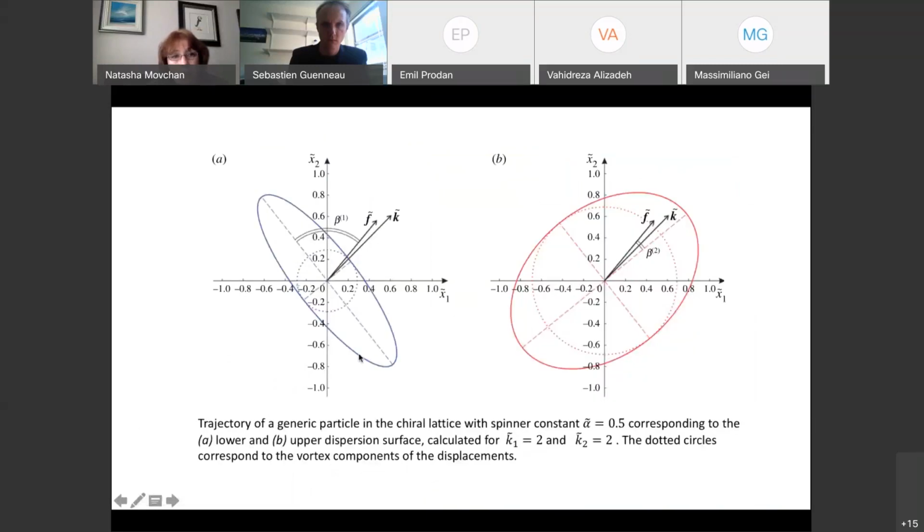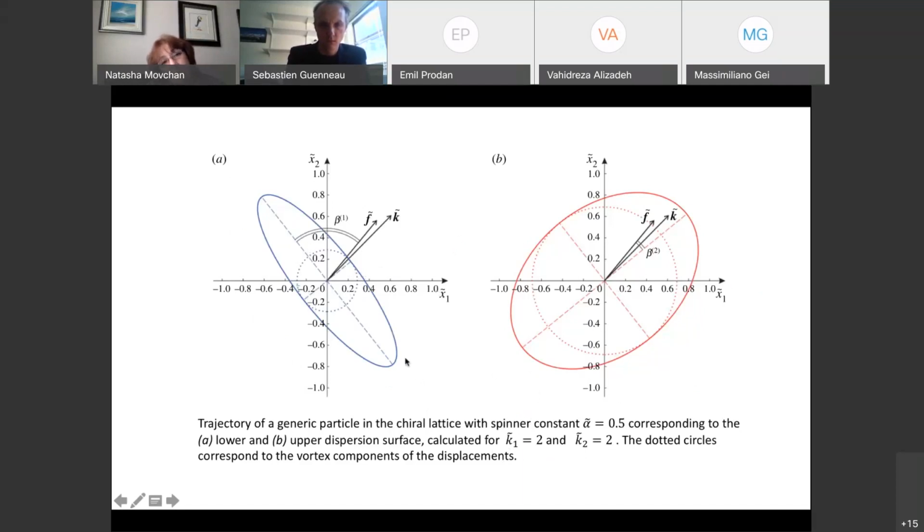Now, over here on these two figures, I have the generic trajectory, the trajectory of a generic particle, in the case when the spinor constant is taken half, just some value between 0 and 1. On the left-hand side, we have the trajectory for the lower dispersion surface, and on the right-hand side, for the upper dispersion surface. And you can see that they are calculated for the vector k, which is not small. Over here, we have also shown the components, the dotted circles correspond to the vortex component of the displacement.